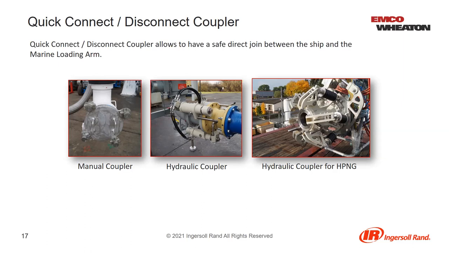Then we have hydraulic couplers, and on the right-hand side, you can see a specialty of MK Wheaton. This is a hydraulic coupler for high-pressure natural gas application, and MK Wheaton was the first company to develop such a coupler and also to develop arms for this application.